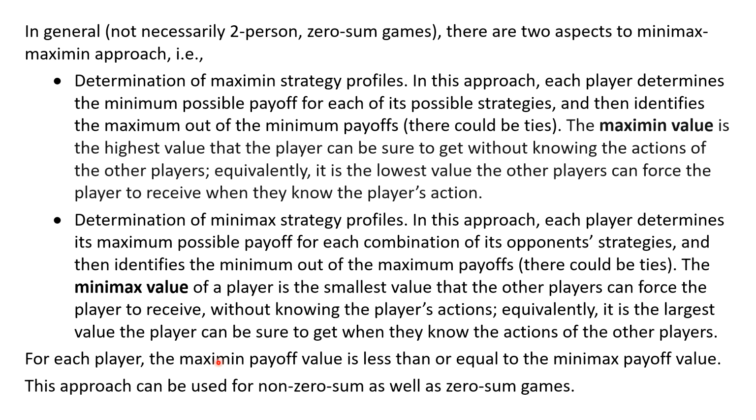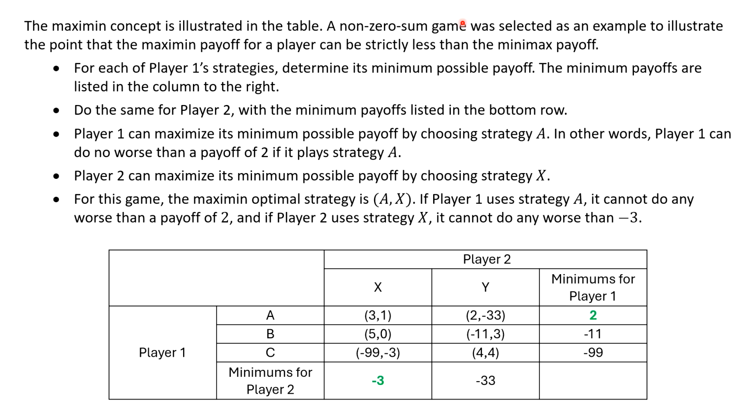For each player, the maximin payoff value is less than or equal to the minimax payoff value. We'll see this in an example. This approach can be used for non-zero sum as well as zero-sum games. I have an example here concerning our maximin concept. We'll do the minimax on the next slide for the same game. So player 1 has three strategies, player 2 has 2 strategies.